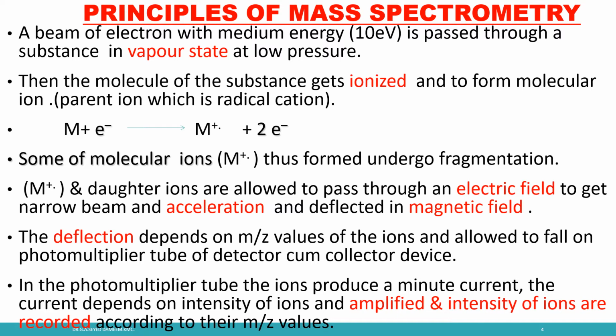The two data, one is the mass to charge value and the other is the intensity. These are plotted in a graph, and the graph is called the mass spectrograph. Simply it is called the mass spectrum. So in one coordinate m by z, in another coordinate intensity of the ion.